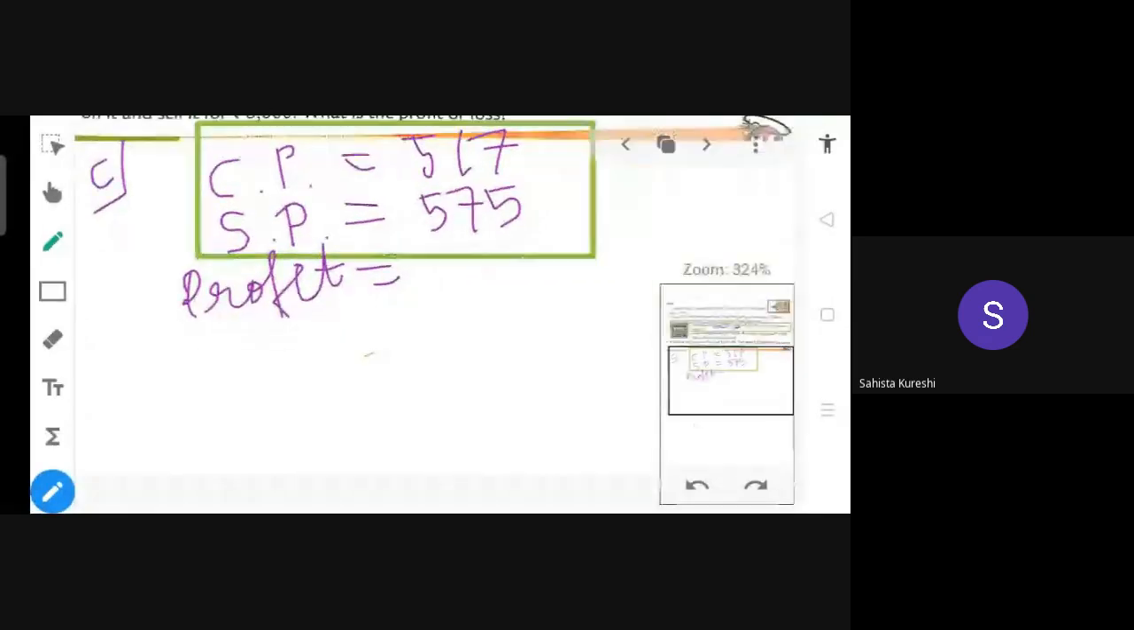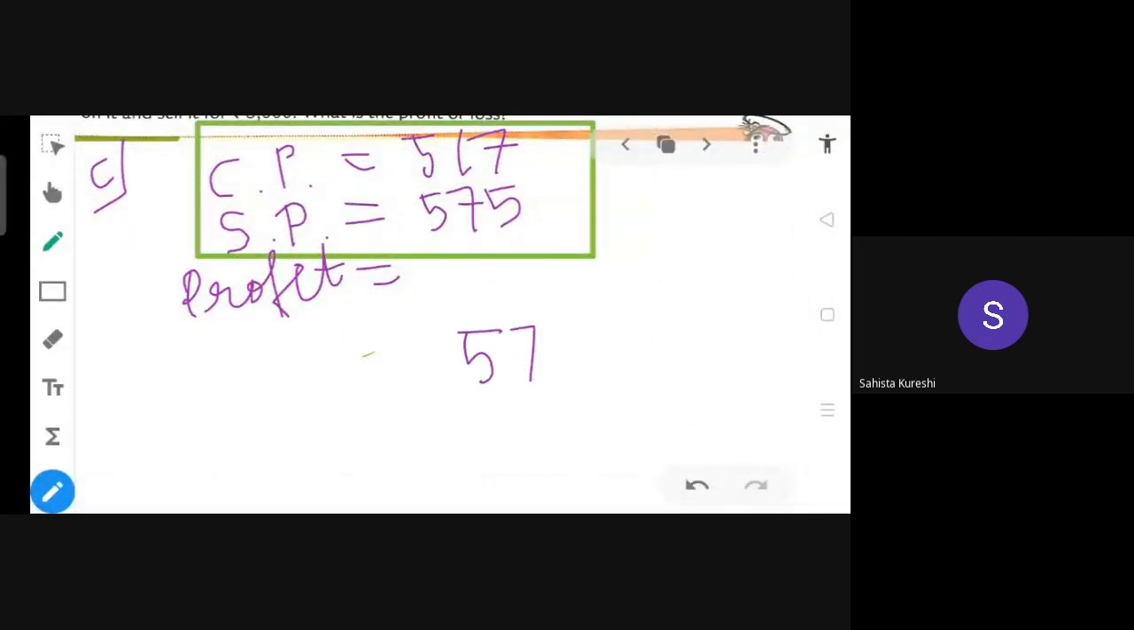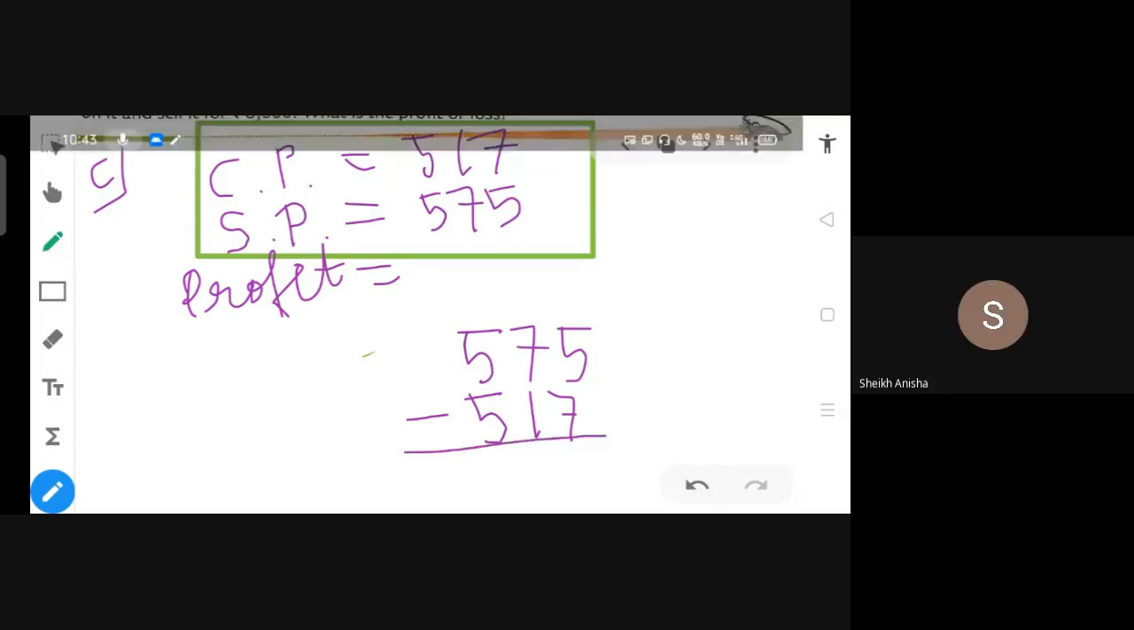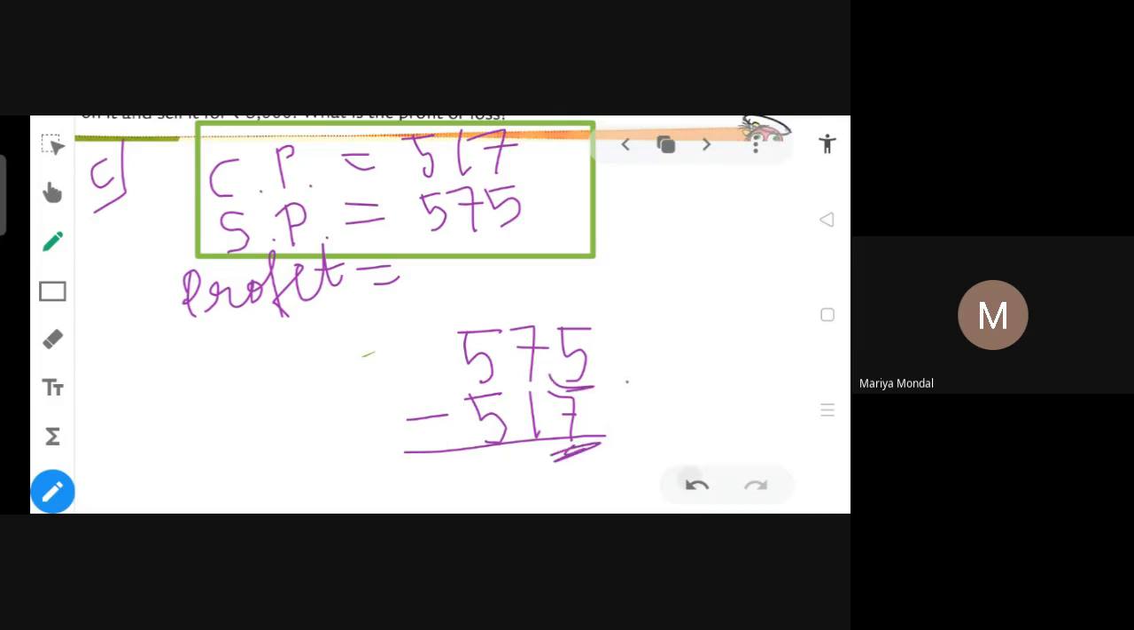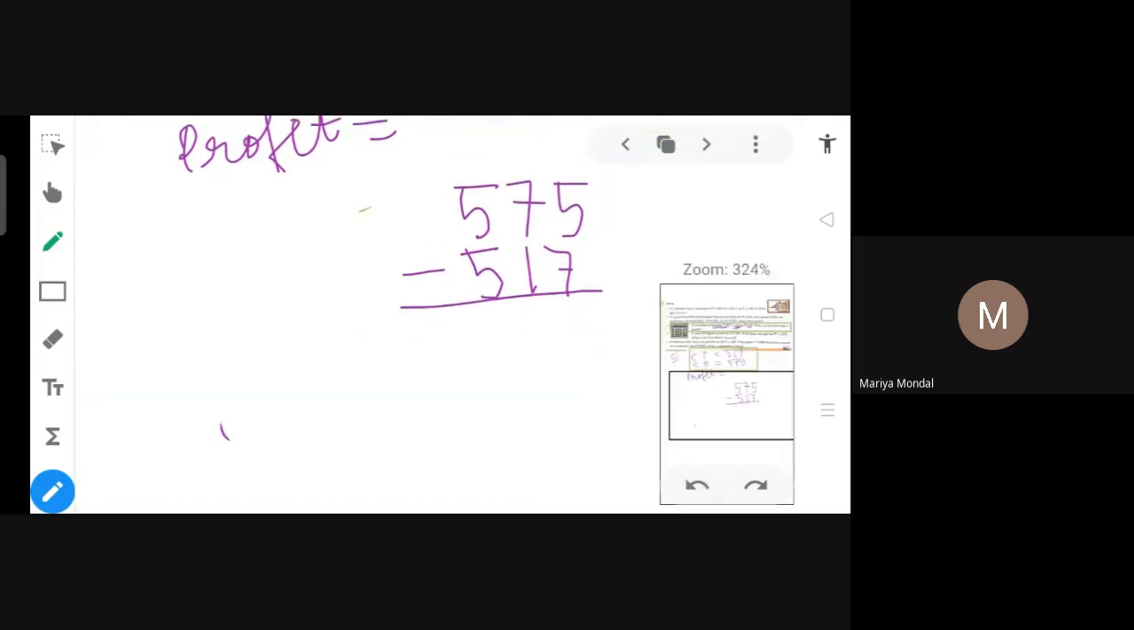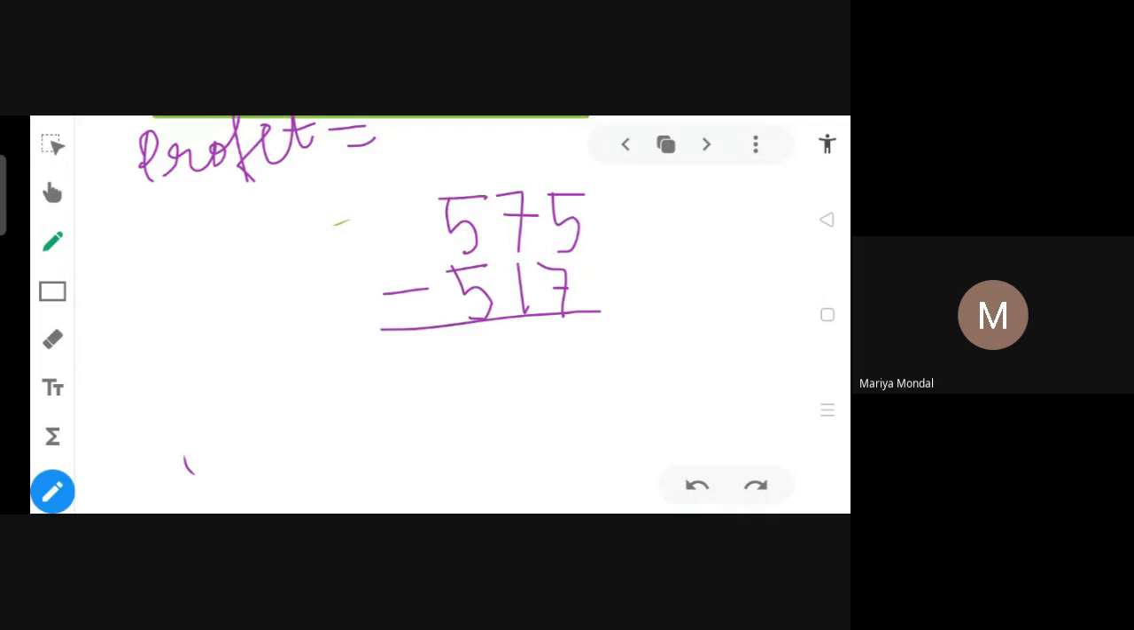575 minus 517. So subtract this and then match your answer. Anisha, give me next name for this. Mandal Maria. Okay, Maria, do you want to do this sum? Yes, ma'am. You can do this. Can we subtract 7 from 5? Can we subtract 7 from 5, means greater from smaller?